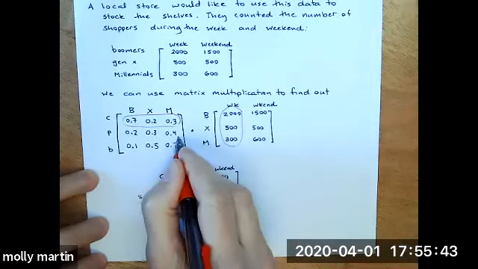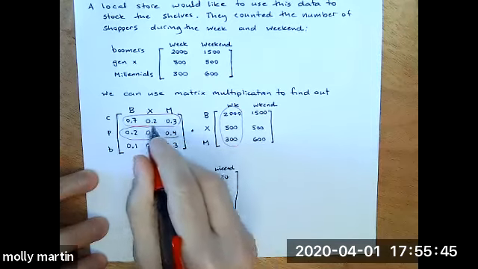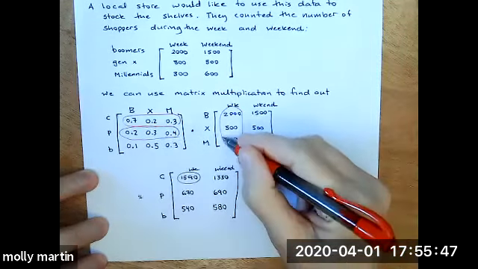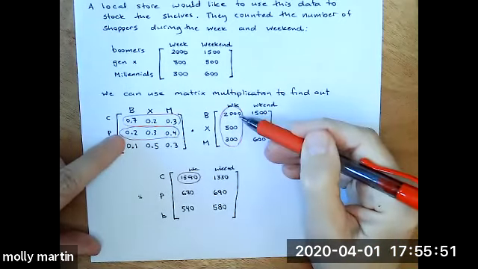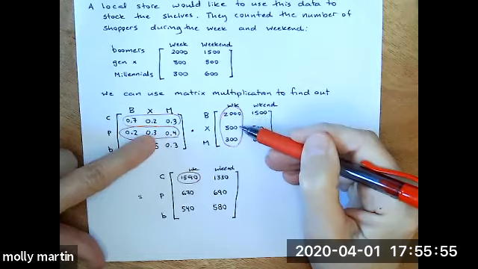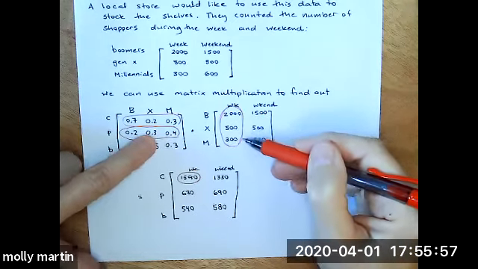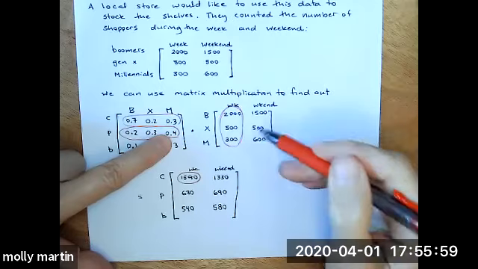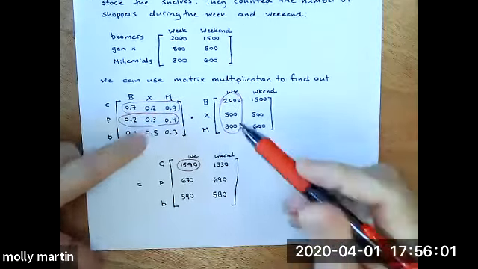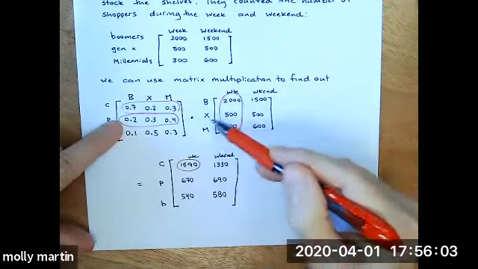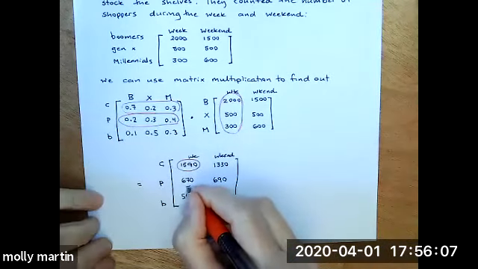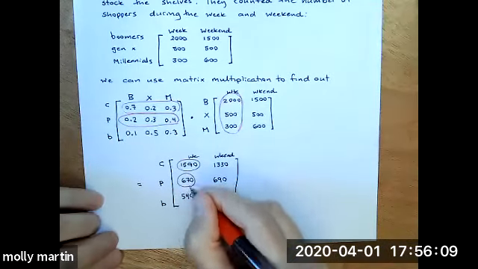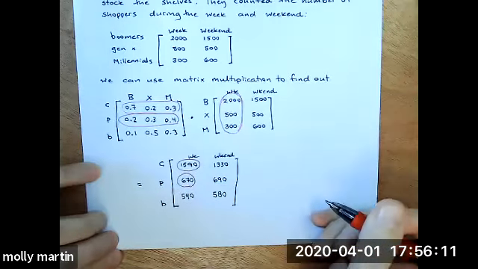If you multiply the second row times the first column, that's 0.2 times 2,000 plus 0.3 times 500 plus 0.4 times 300. So the second row times the first column goes in the second row and first column.